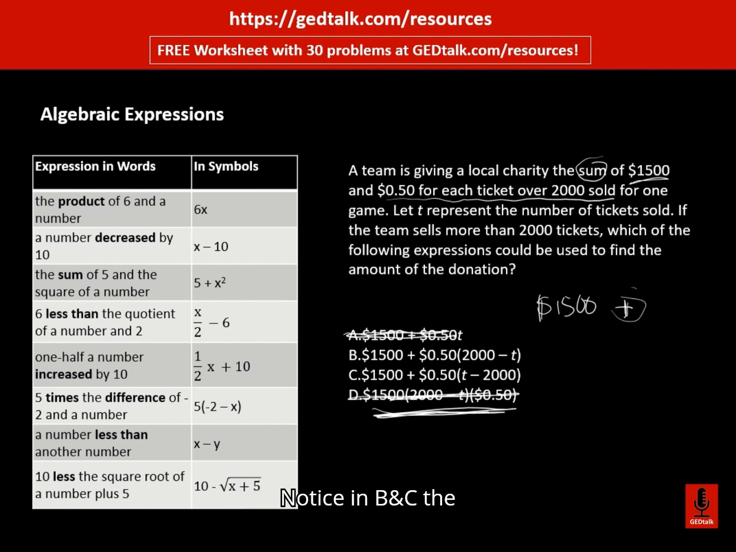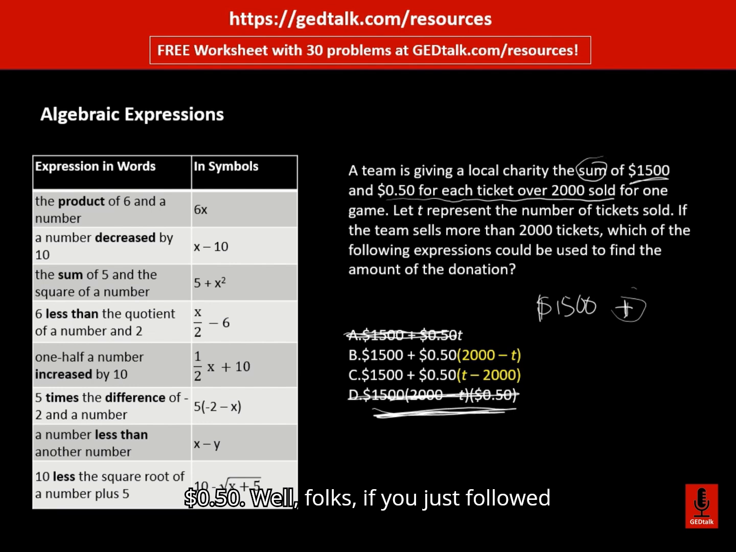Notice in B and C, the difference between these two is what's happening in those parentheses. And the thing is that it's 50 cents for each ticket over 2,000 sold. So when we know it's over 2,000, the first 2,000, you're not going to get 50 cents. They're saying out of the total amount sold, the first 2,000, nothing. So take the total amount, get rid of the first 2,000, and whatever's after that 2,000, that is what we're going to multiply by 50 cents.